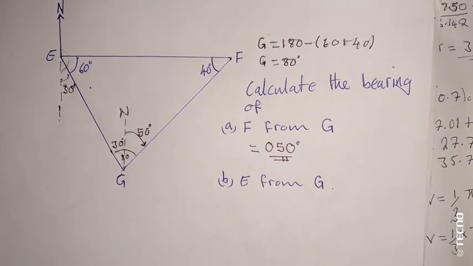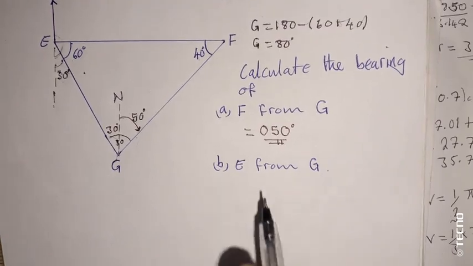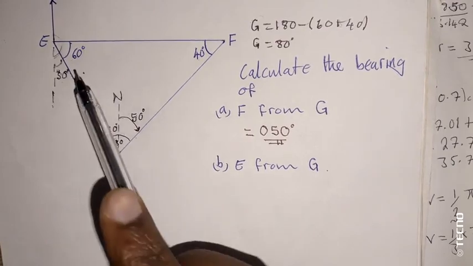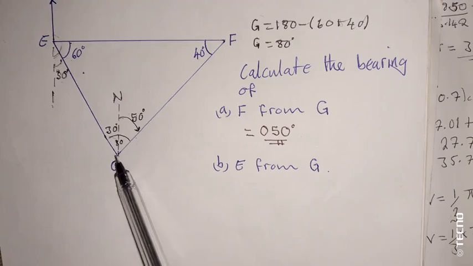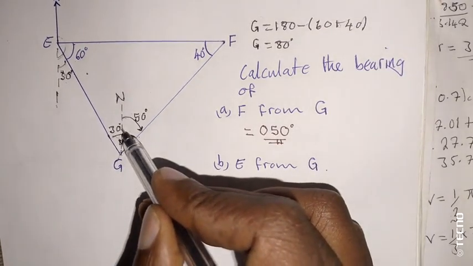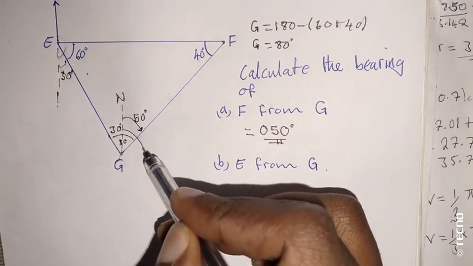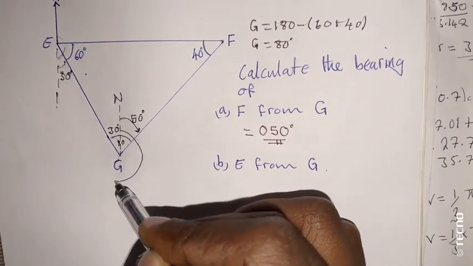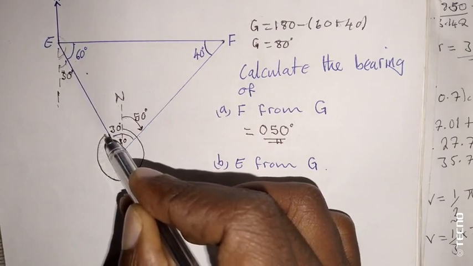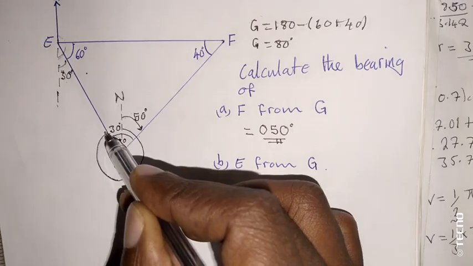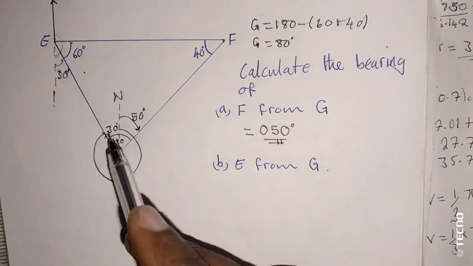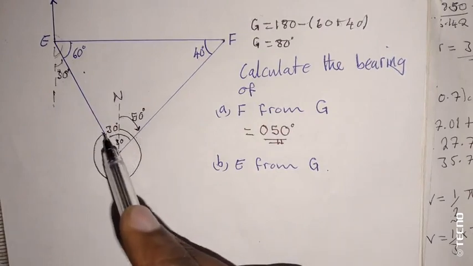Okay, so now again the bearing of E from G. The bearing of this E from G here. Even this side you just move like this, you move from here going to where there is E. Once you reach here you stop. You are touching the line going to E.